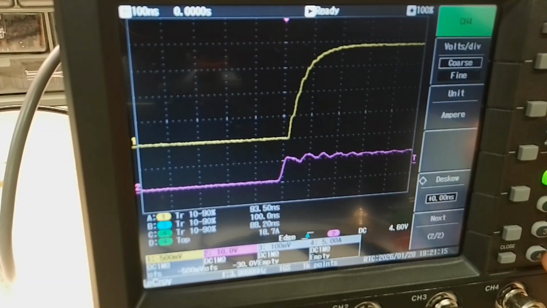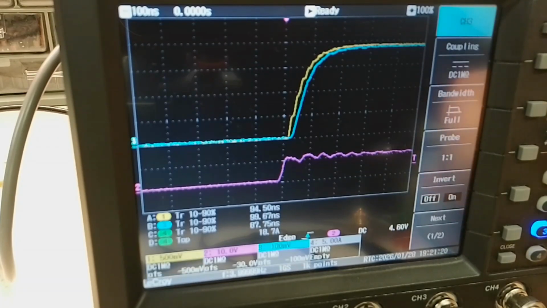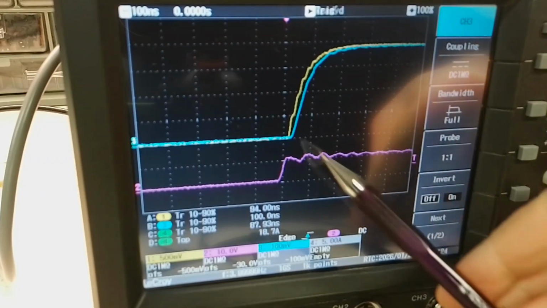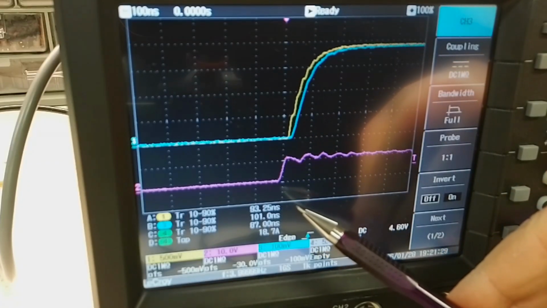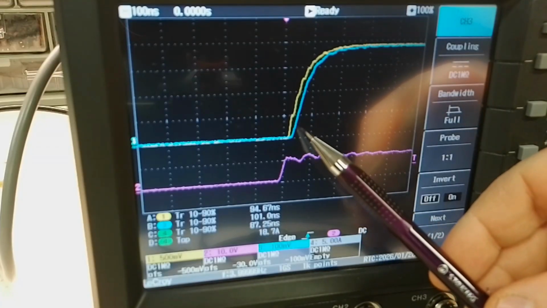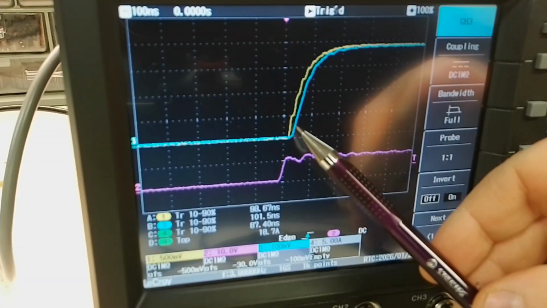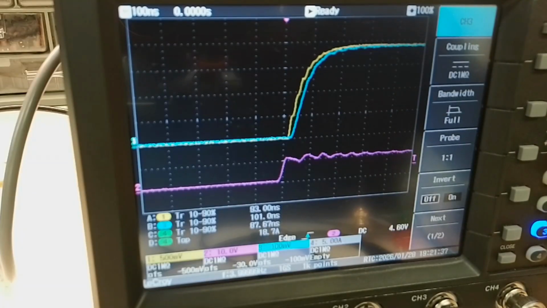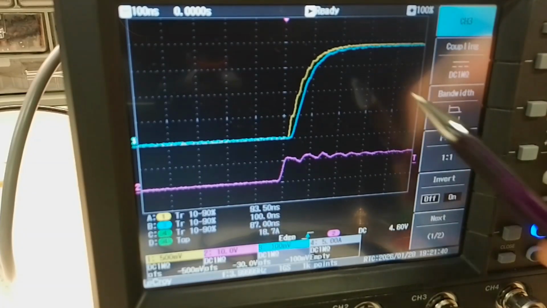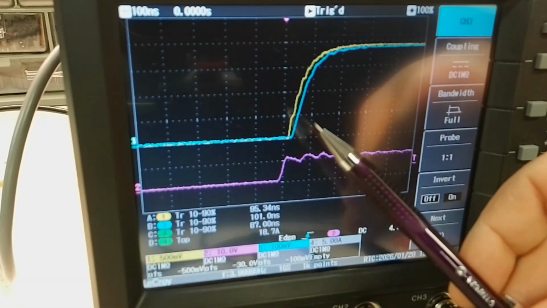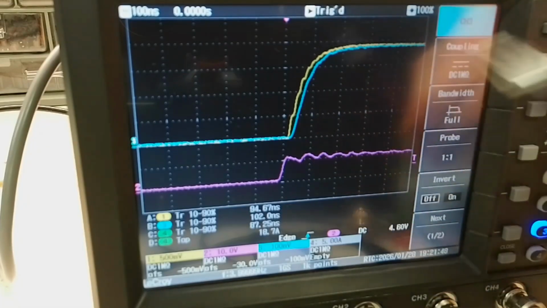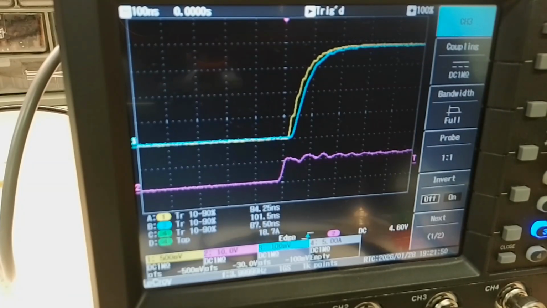Now we add the Rogowski coil. We can see the Rogowski coil rise time is about the same, 100 nanoseconds, but it doesn't have the small oscillation like the shunt has. It's smoother, and we can see a very small, maybe 10 nanosecond delay compared to the shunt response.